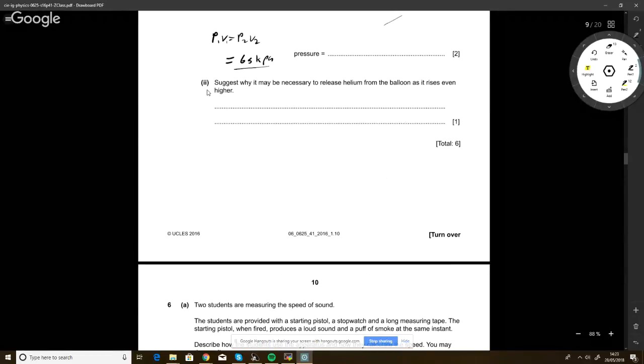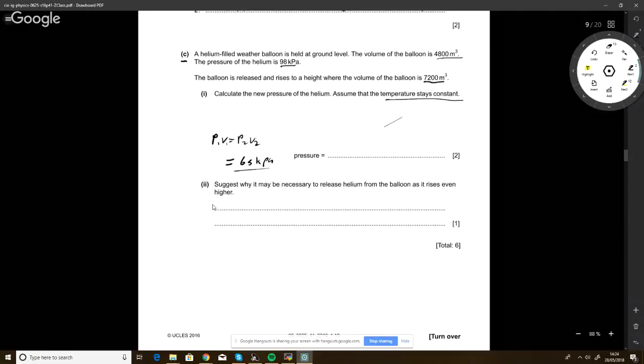Suggest why it may be necessary to release helium from the balloon as it rises even higher. Basically, what's going to happen is the balloon's going to just keep increasing in volume, so eventually it might burst. So you would want to release some of that so the pressure drops and you can regulate the volume of the balloon.